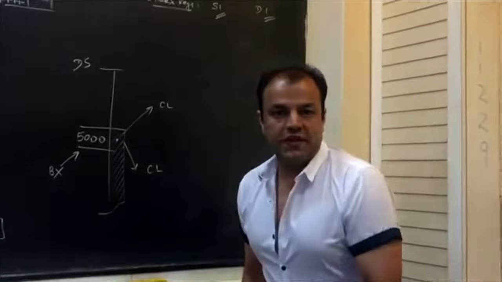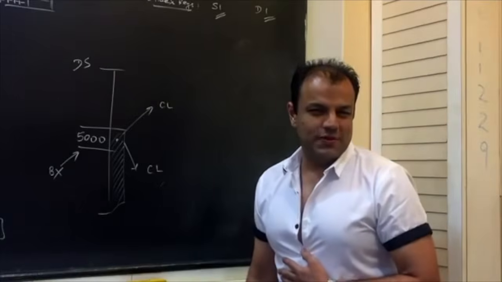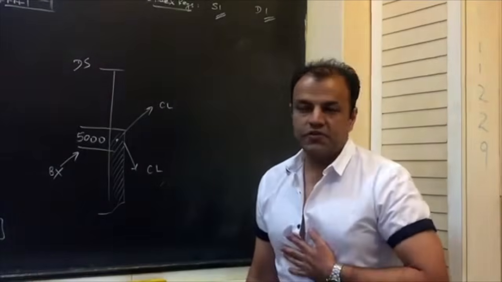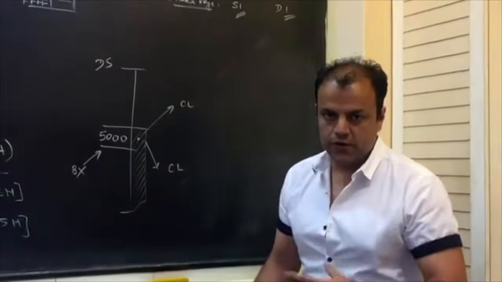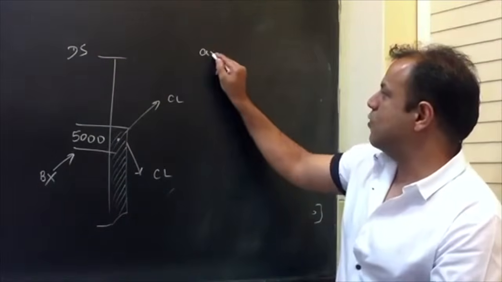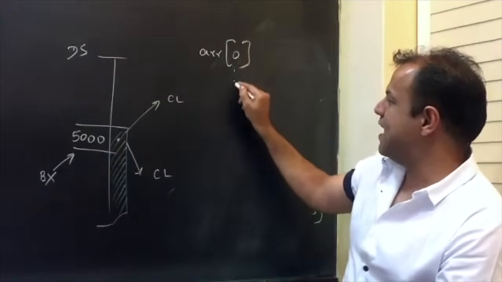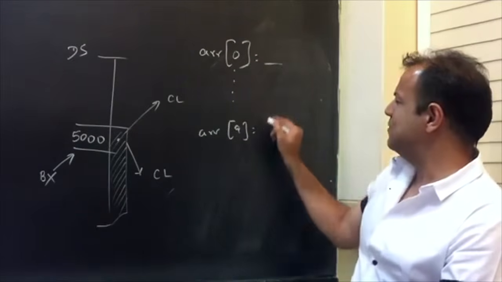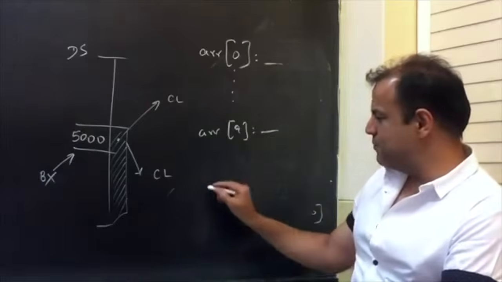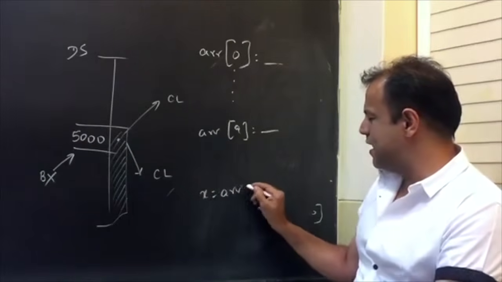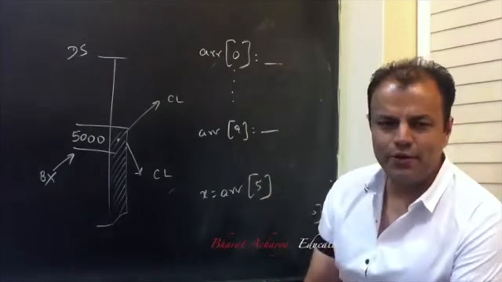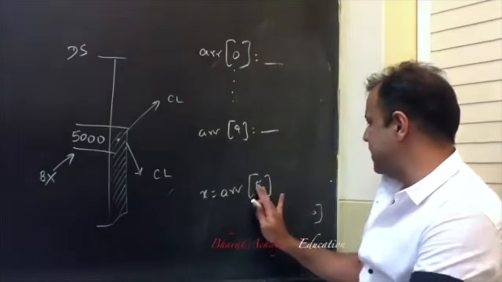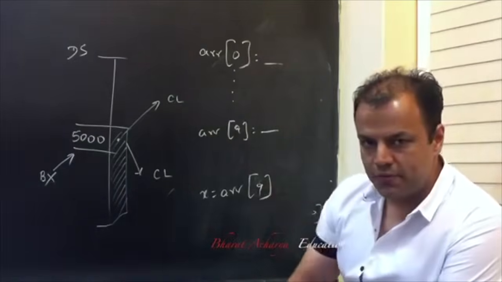Suppose we are dealing with C programming. I'm sure you're familiar with C programming. In C programming, there is something called arrays. Suppose we have an array called ARR. It has 10 elements, numbered element 0 up to element 9. Every element has some value. If I write x is equal to ARR[5], I get the value of element number 5. If I write ARR[9], I get the value of element number 9.